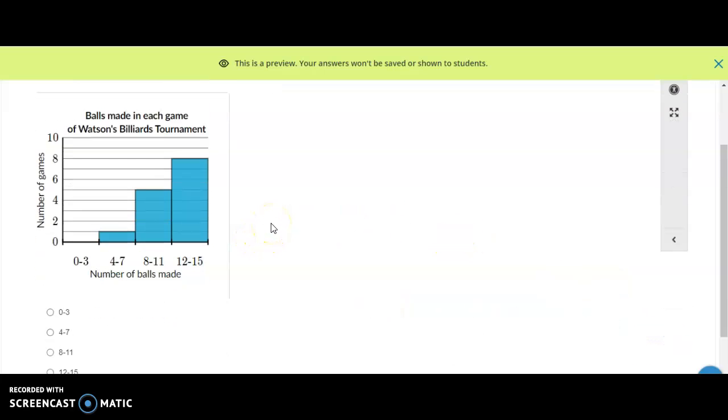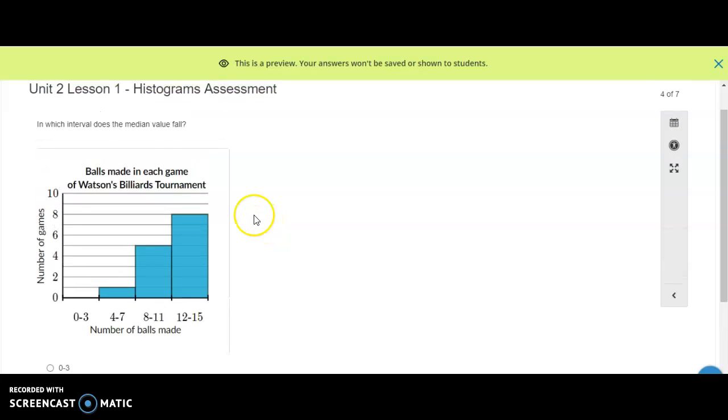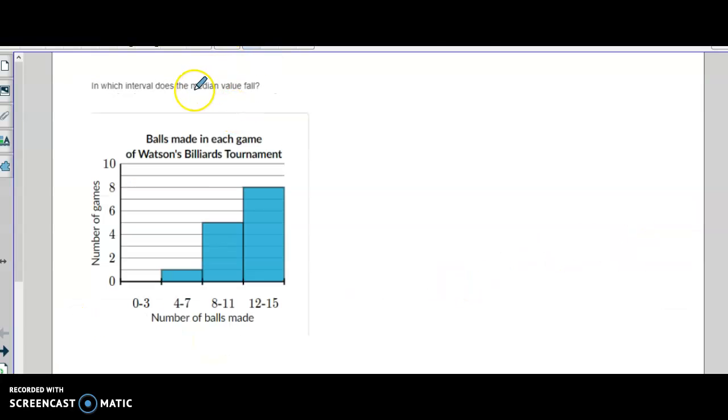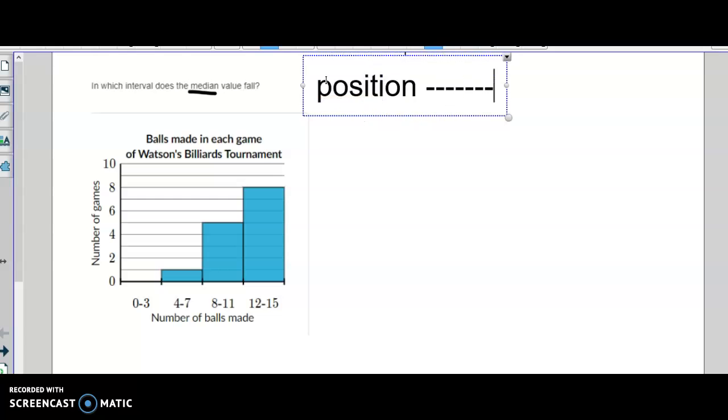This one, our next histogram, where does the median value fall? So we're going to have to do a little bit of math here. The first thing we have to do is find the position, and we have to use this formula, position, right? Is that n plus 1 over 2 formula?